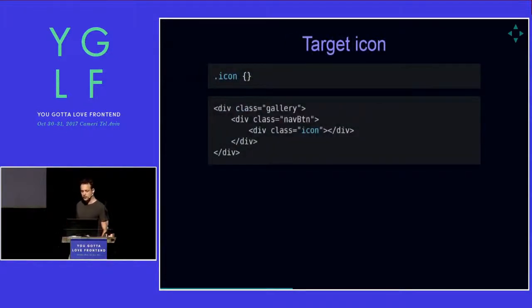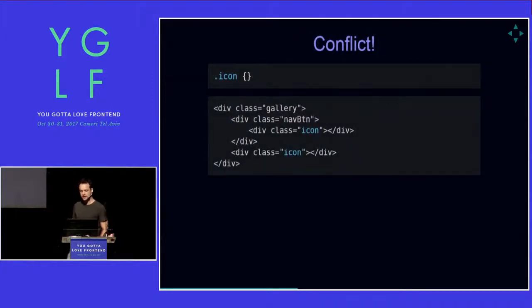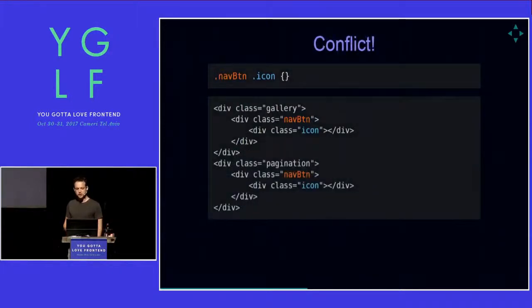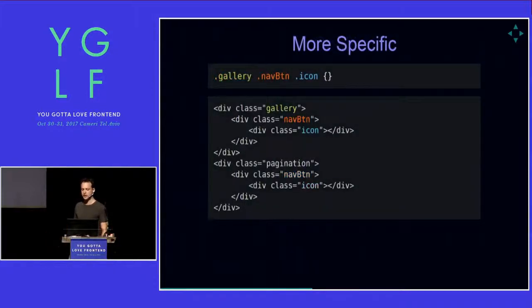We can use a CSS class for icon, and it seems to work, but it doesn't always work, because we might have another CSS icon somewhere else in our structure. It's not unique to the nav button. So we make our selector a little bit more specific, adding the nav button class and making it work. But the same structure may appear in other places in our code, this time in a pagination structure. So we make our class selector a little bit more specific, adding the gallery class. And this seemed to work.